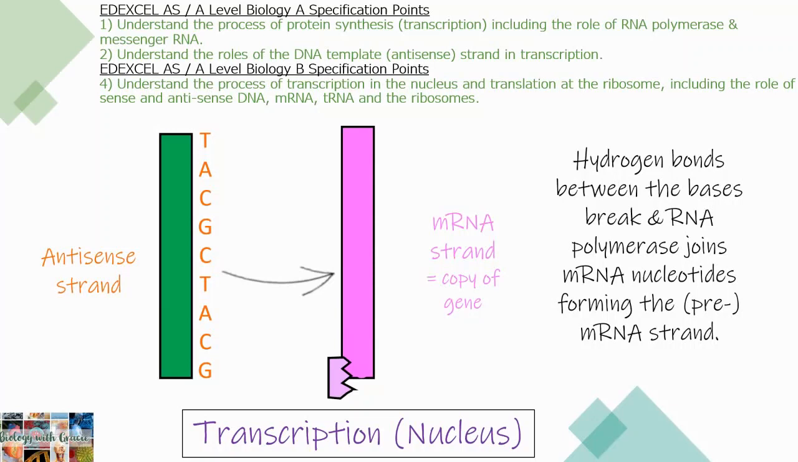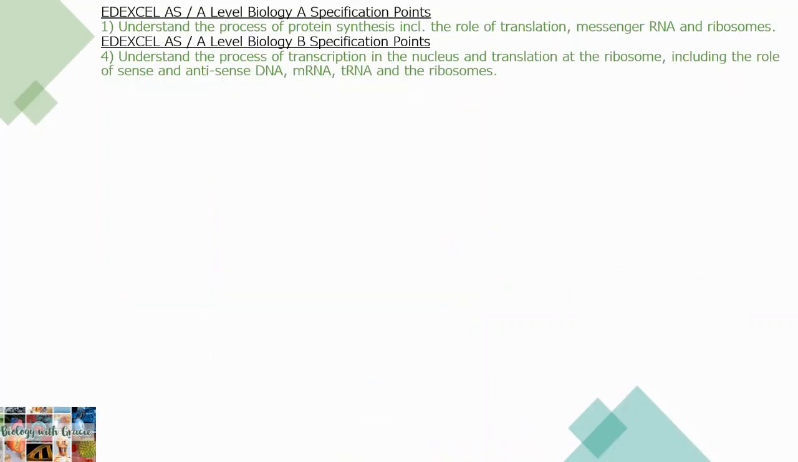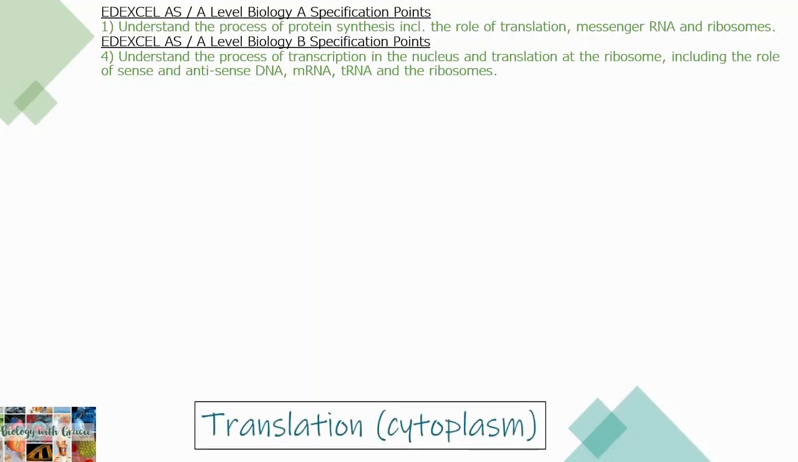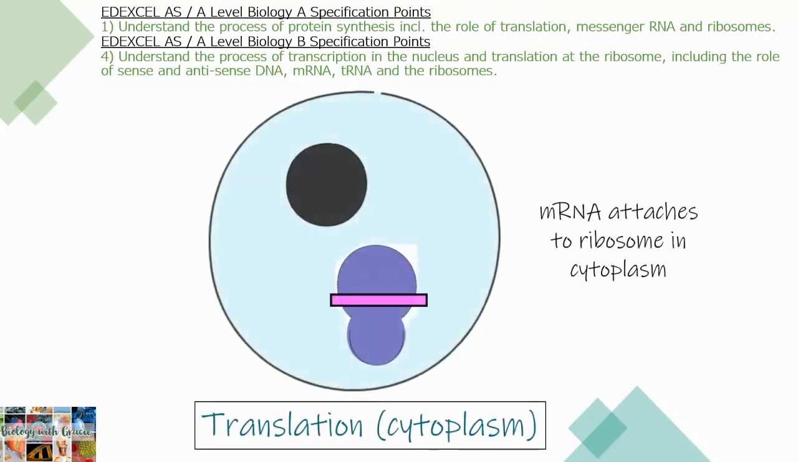Although it is a formation of a pre-mRNA strand, I know that definitely in Biology A they just prefer that you say an mRNA strand, and also Biology B doesn't mention splicing as such in this specific part of the specification. So again, just check with your teacher whether they think it's necessary for you to put pre-mRNA or mRNA at this point. So mRNA then leaves the nucleus and enters the cytoplasm for translation, and it attaches to a ribosome in the cytoplasm.